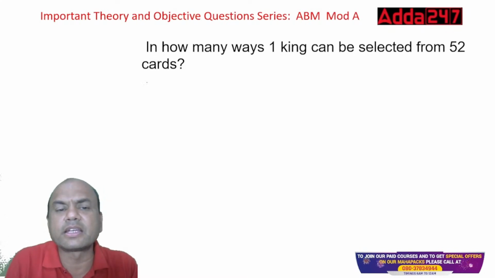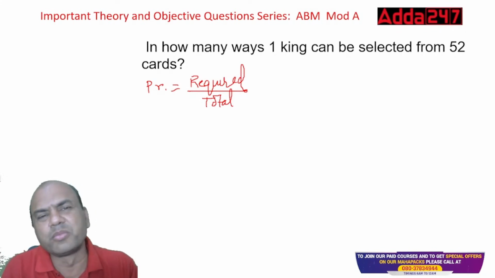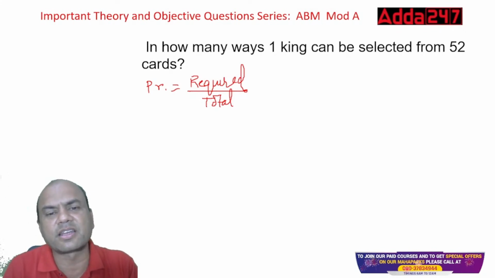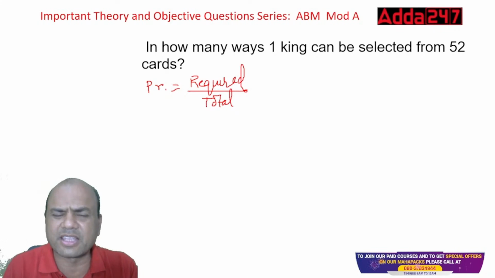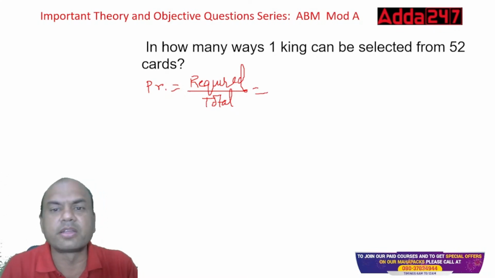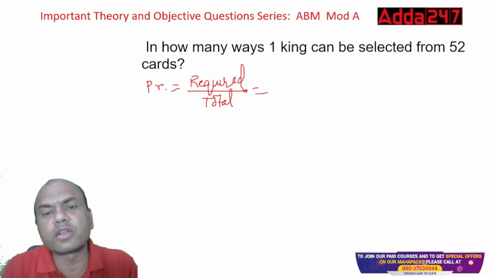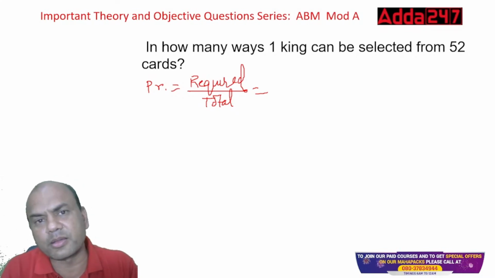Okay, I'll write it simple now. Probability equals, I'll write it simple, required, not even the success. What is required upon what is total? Okay, keep it a very simple formula. In books, they have given this success upon sample space and all this. Keep it simple. What is required? One king. Okay, one king is required. So how many kings are there in a pack of 52 cards? So 4. So out of those 4, any king can come, isn't it?